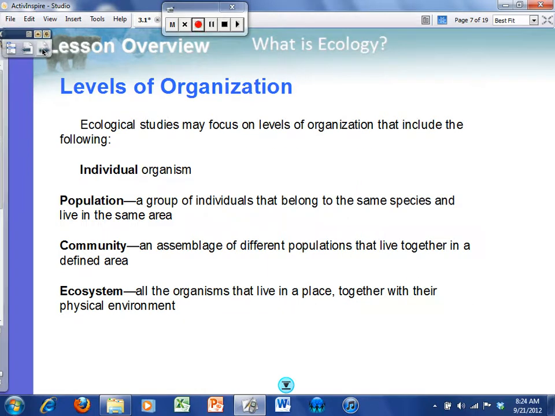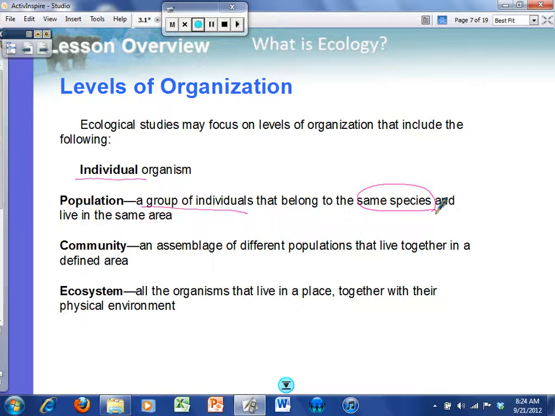Levels of organization. This is important. This is when we are studying ecology. We're studying the living things. We can study all these different levels. We can study individuals, which means I'm looking at one organism. Or you can look at a whole population. Population is all one kind, a group of individuals that belong to the same species. So I might want to go to the Arctic and study polar bears. That's all one kind. And they all also live in the same area.